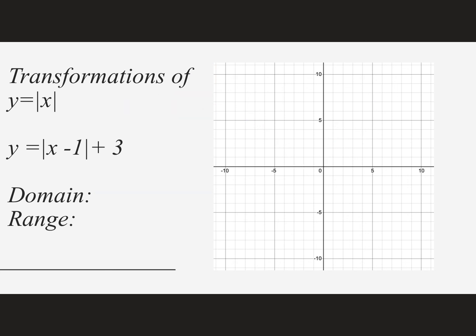Now, what if I start combining these? So, the plus 3 tells me that I'm going to go up 3. So I move up 3, right? And then the minus 1 tells me I move right 1. So in this case, my vertex is going to be right there. And when I draw it, I still have my same slope.